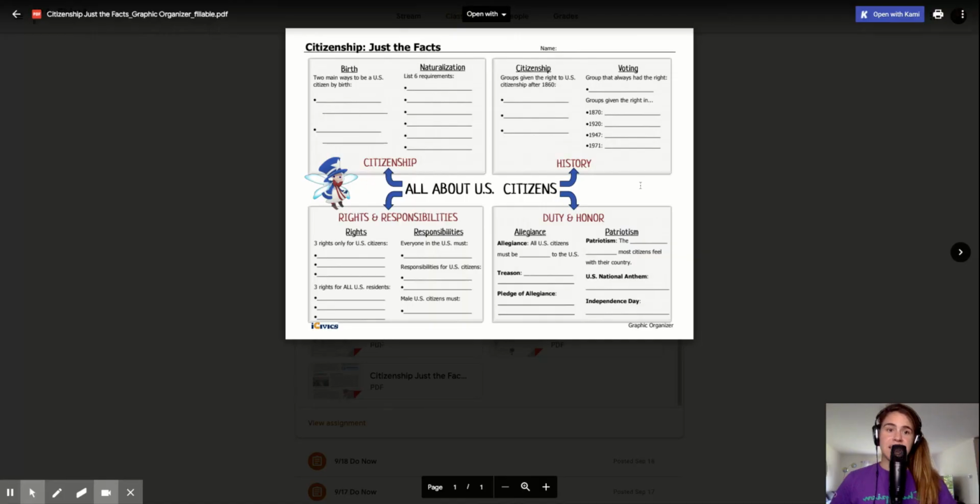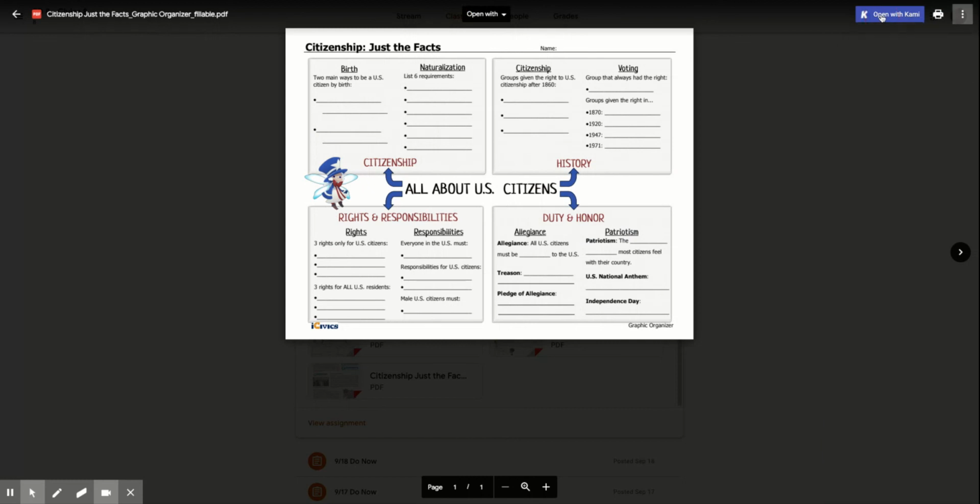this one's pretty easy. Let me open it. Okay. So again, you're going to use the article to fill in each part. I would do this worksheet first, okay? And again, you need the timeline for certain parts.